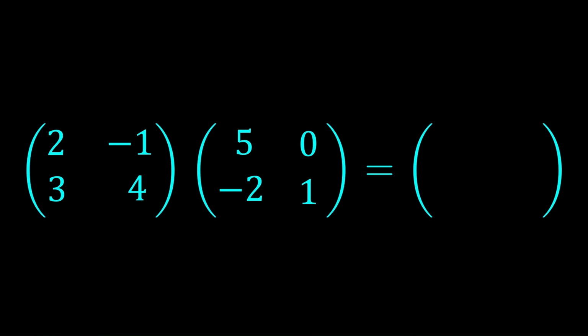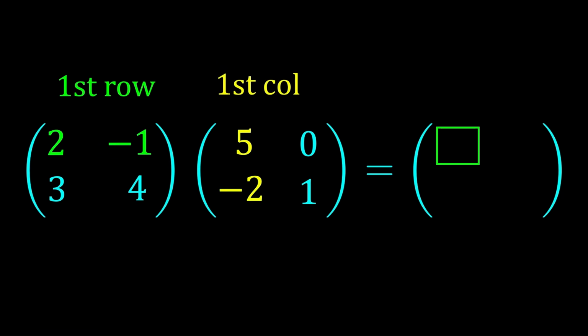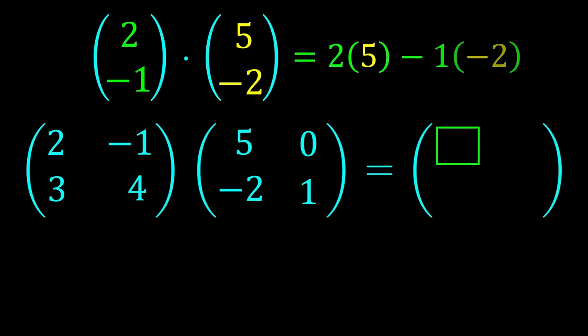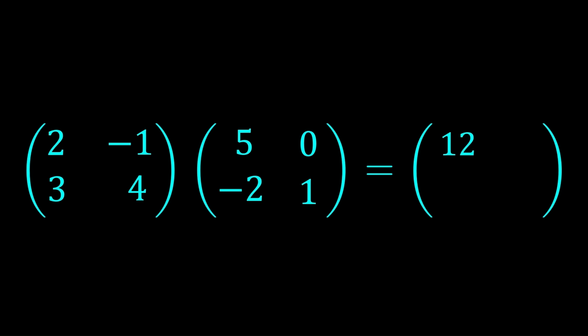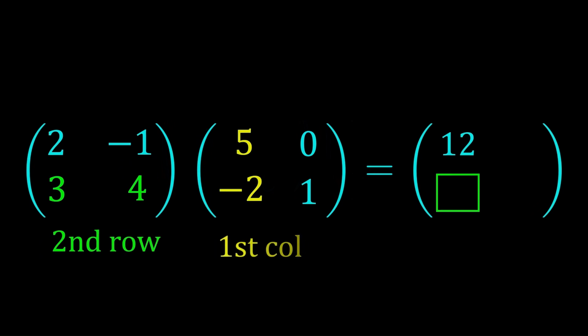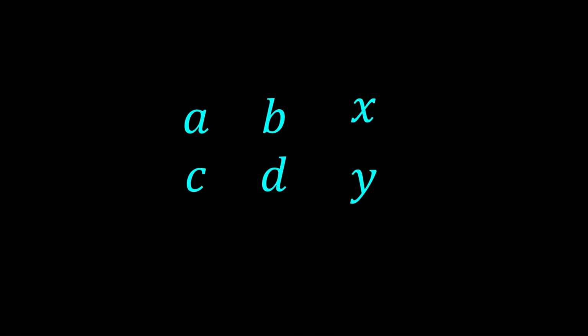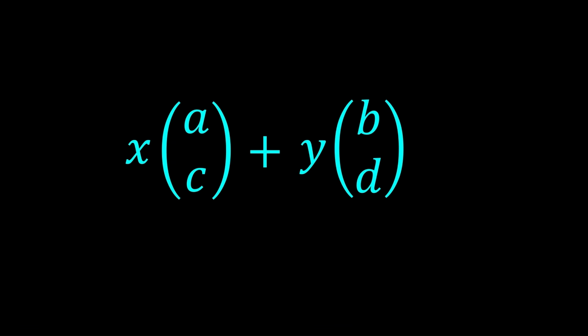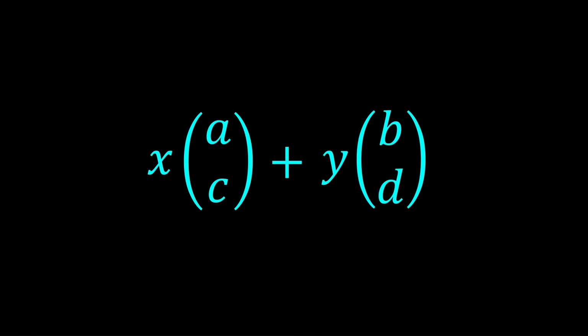Rows and columns show up everywhere in linear algebra. Take matrix multiplication. All you're doing is taking a row of the first matrix, a column of the second, and taking the dot product. How about matrix vector multiplication? Well, that's just a linear combination of the columns of the matrix.